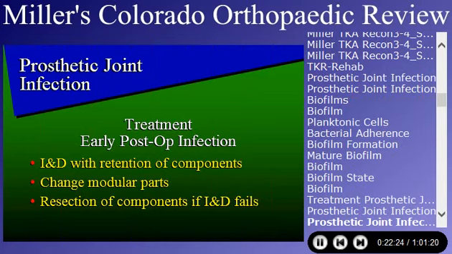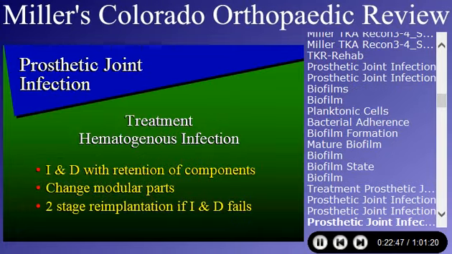If you have an early post-op infection, you open up the knee, you do an irrigation and debridement with retention of components, you change the modular parts to get rid of that thin fibrin membrane layer, and resect the components if the I&D fails. But the point here is you catch it early, before the biofilm, you wash it out. You don't arthroscopically wash your knees, you open them up wide. Radical synovectomies, radical debridements. Don't answer with arthroscopy.